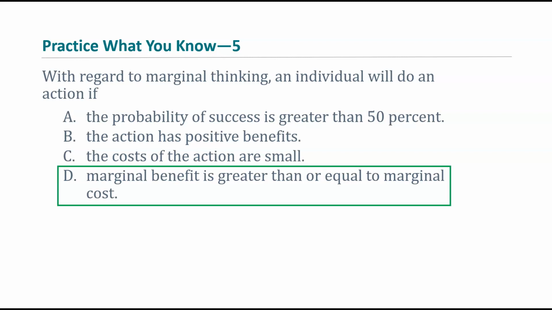You don't think about everything that happened in the past. You don't think about everything that could happen in the future. You think on the margin. You think about that very next step, and you think about the benefits versus the cost of that next step. And that is key to thinking like an economist and making good decisions.